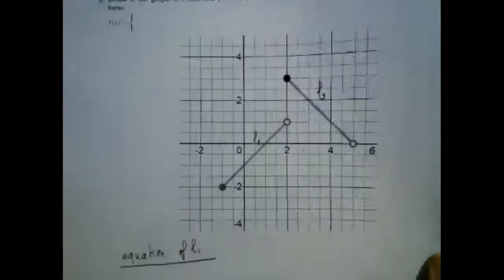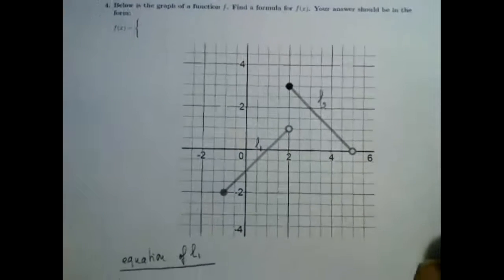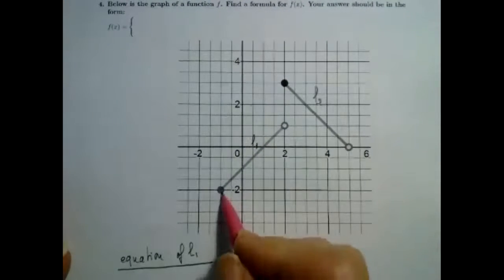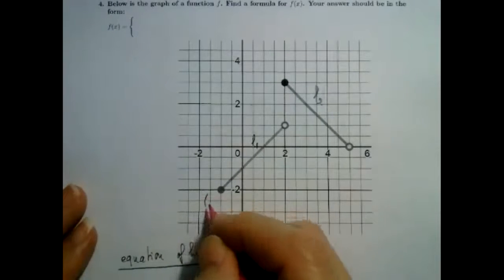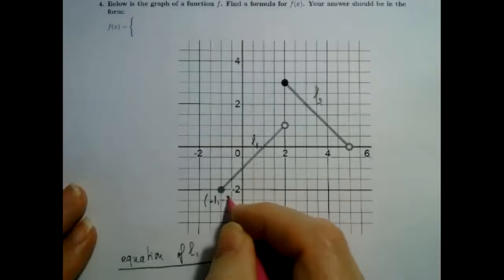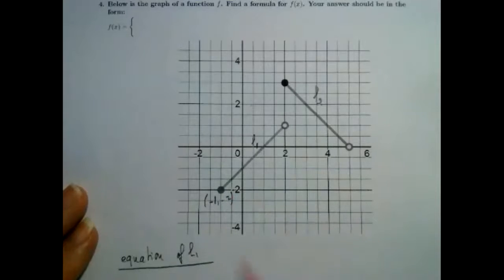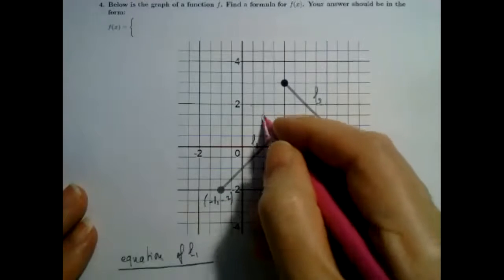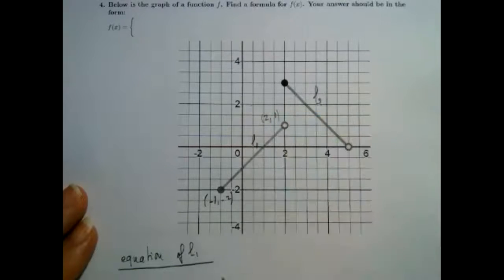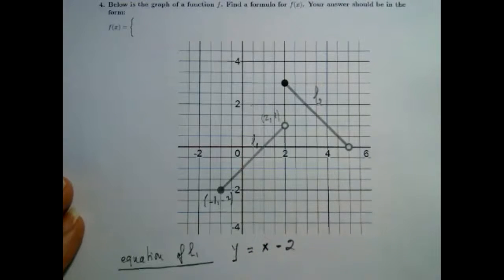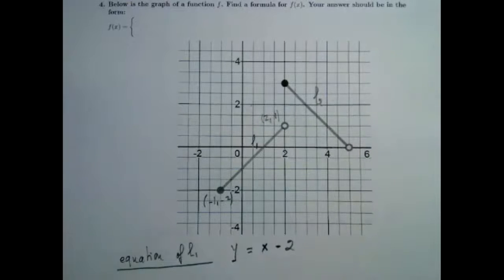Now, L1 is exactly the one I got in the previous problem. That's the same thing. I actually took the same function on purpose. So this point here is (-1, -2), and this is (2, 1). So the equation of L1, we did it a minute ago, is x - 2. That's from the previous problem. It's the exact same line. I haven't changed.